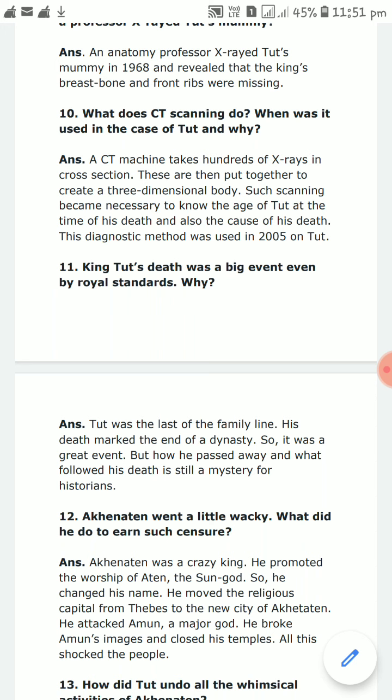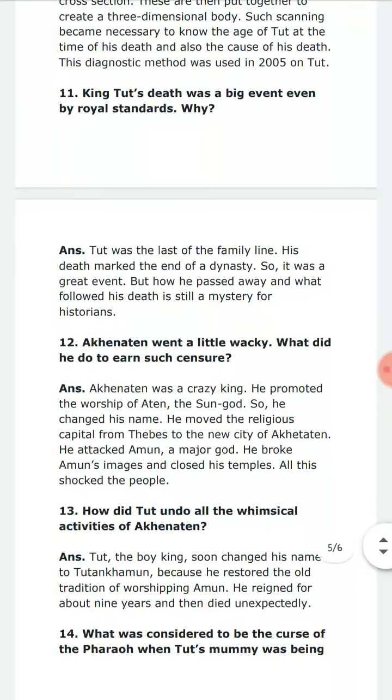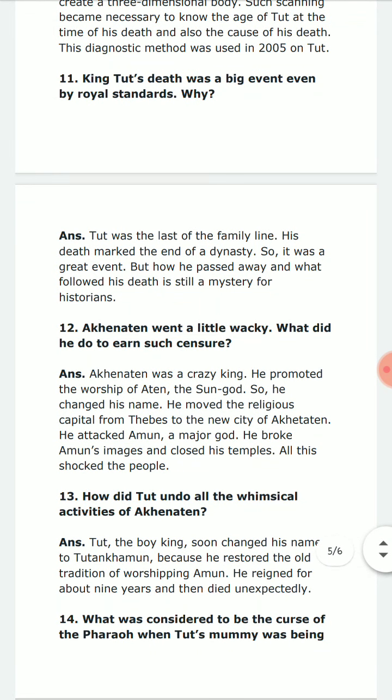So dear students, now I am moving on to question number 11. King Tut's death was a big event, even by royal standards. Why? Already I told you that since he was the last of his dynasty, his funeral ceremony was attended with pomp and grandeur. It took place on a massive level.